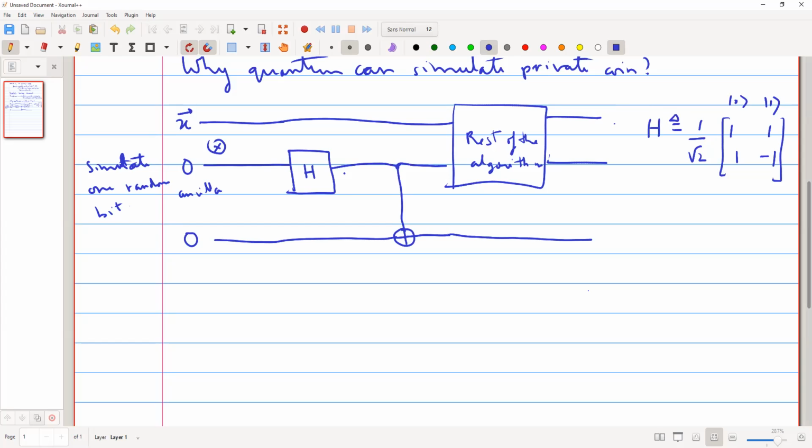And the second one, denoted by this fancy symbol, is actually a unitary acting on 2 qubits. So this is 1 qubit, this is 1 qubit. And of course, the output space has the same dimension, so the output space is also 2 qubits.